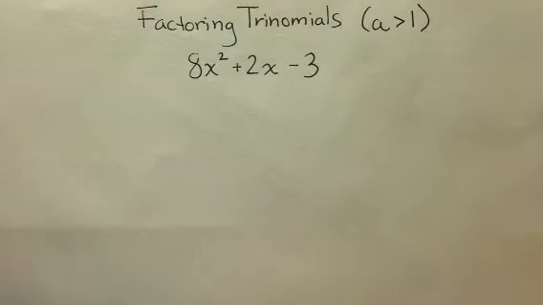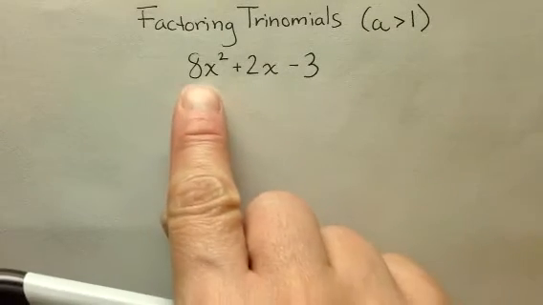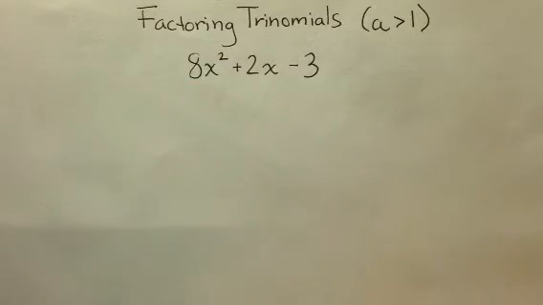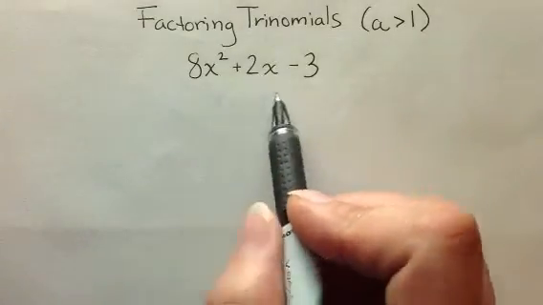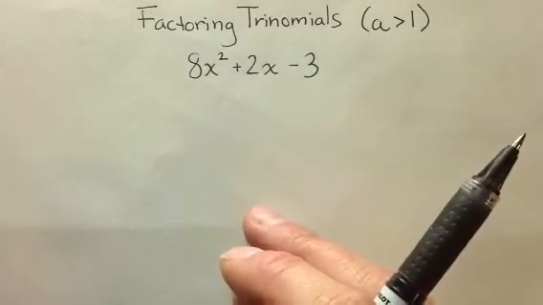Okay, I'm going to show you how to factor a trinomial where the leading coefficient is not 1, so where a is greater than 1. It's kind of a combination of normal factoring and how we would do factor by grouping. What we're going to do is actually create 4 terms here so we can factor by grouping.